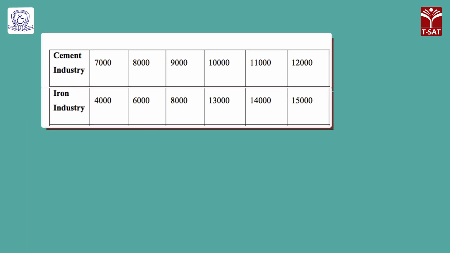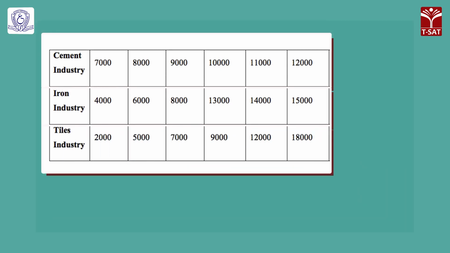If you see in the iron industry, there are also 6 people who are working. The first person's salary is 4,000, second 6,000, third person is 8,000, fourth person is earning around 13,000, fifth person is earning 14,000 and the sixth person is earning 15,000 per month. And if we see in the tiles industry, the first person is earning 2,000 per month, second person is earning 5,000 per month, third person is earning around 7,000 per month, fourth person is earning around 9,000, fifth person 12,000 and sixth person is earning around 18,000 per month.